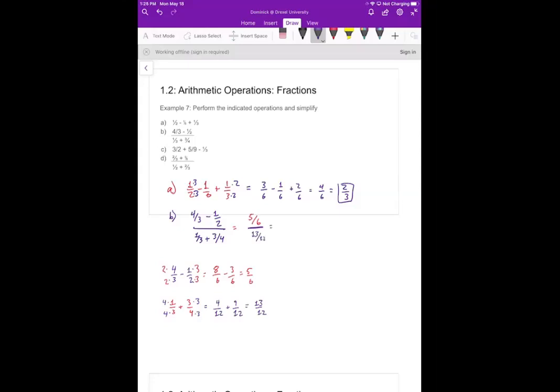Now, if I do my keep change flip, I'm going to get 5 over 6 times, instead of 13 over 12, 12 over 13. All right. Now, if I multiply here, I'm going to get 60 over 6 times 13, I guess would be, what is that, 78? And of course, here we can divide the top and the bottom by 6.